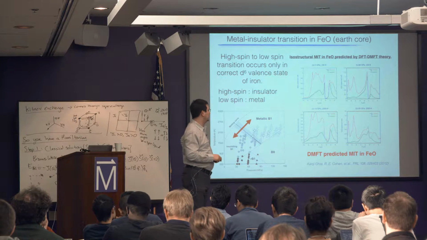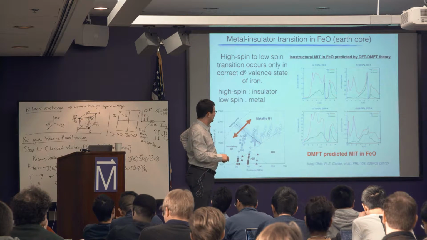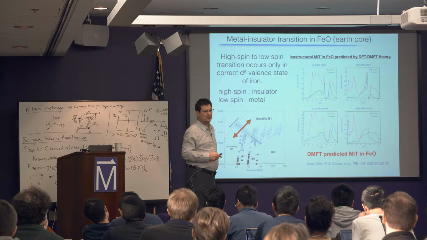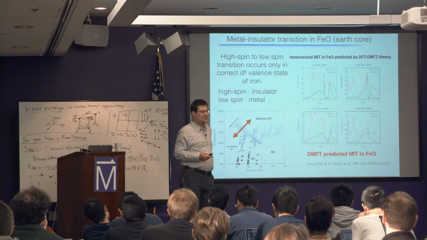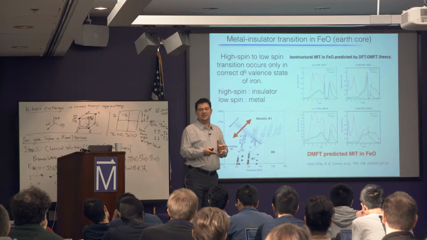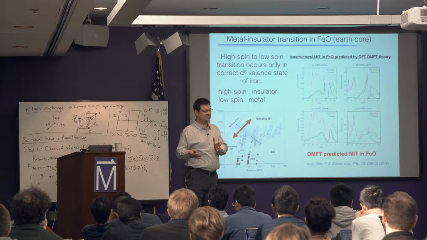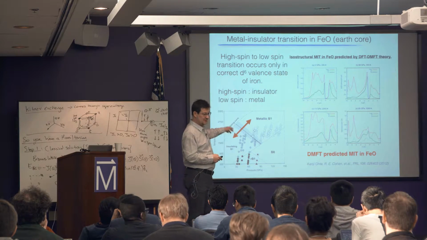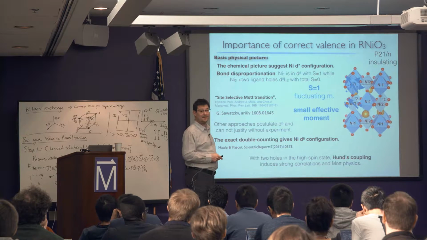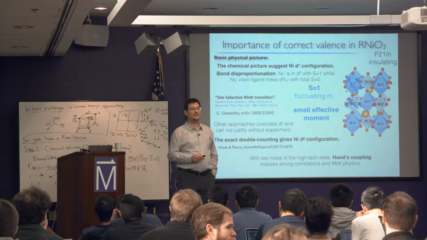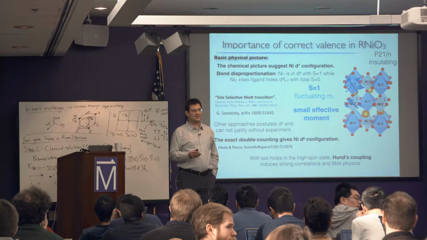Why am I pointing this out? Because this is possible only in the d6 configuration. If you don't have correct double counting, then your system is going to be in d6.5 typically. Usually the valence is too big, and then the physics is going to be absent. Is it the fact that other people who have different double counting schemes get different results for such a system? It happens many times.